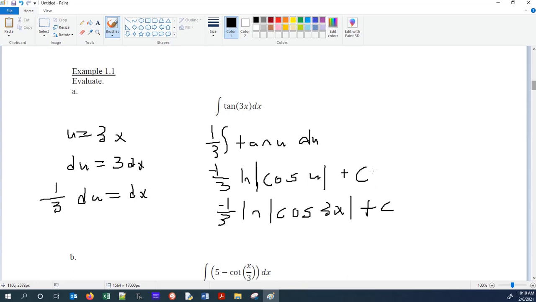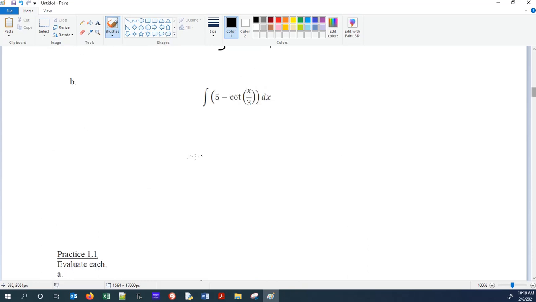So pretty interesting stuff, I think, just how it all works out that way. All right, let's try this next one. We really need to split this one up. So this is going to be the integral of 5 dx minus the integral of cotangent x over 3 dx.